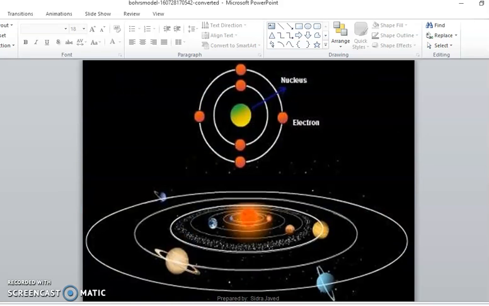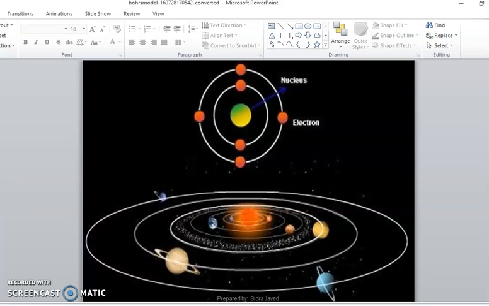It is equivalent to the solar system. So this was your solar system. Here you have the sun, and the planets are revolving in orbits around the sun, just like that. Here you have the nucleus. The electrons are revolving around the nucleus in certain circular paths called orbits.